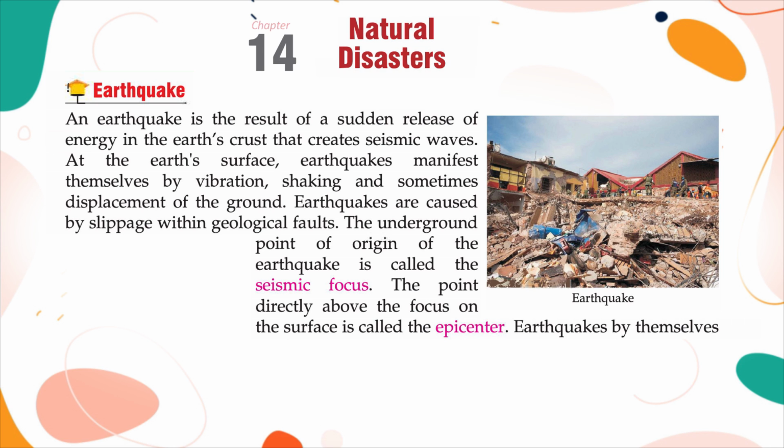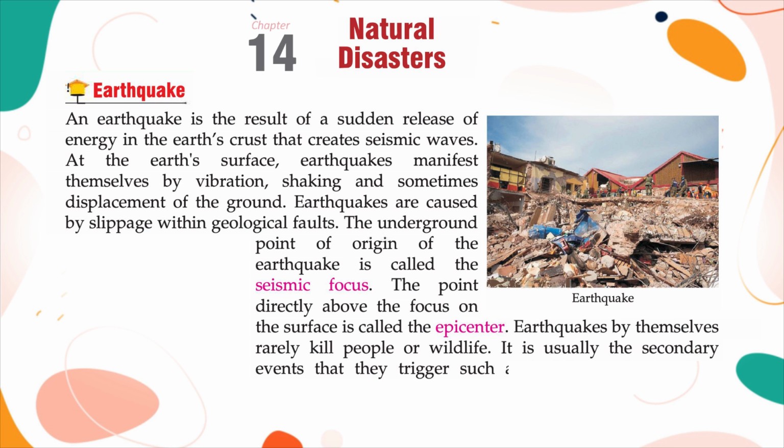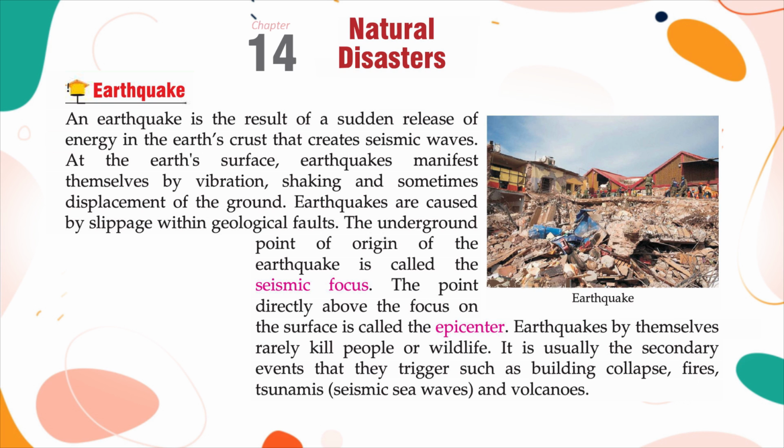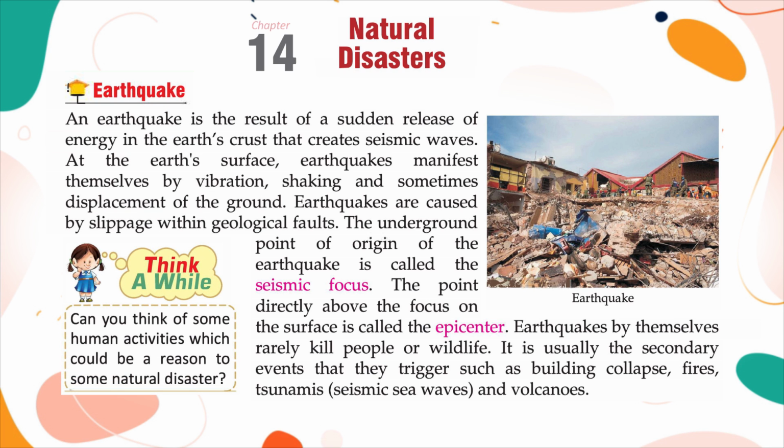Earthquakes by themselves rarely kill people or wildlife. It is usually the secondary events that they trigger, such as building collapse, fires, tsunamis, seismic sea waves, and volcanoes. Think a while. Can you think of some human activities which could be a reason for some natural disaster?